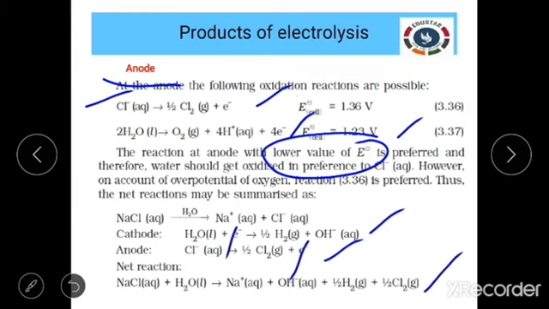This is the product of electrolysis. Why are we talking about the product of electrolysis? Because this is something we are going to apply in the case of batteries, which will be discussed in your future sessions.